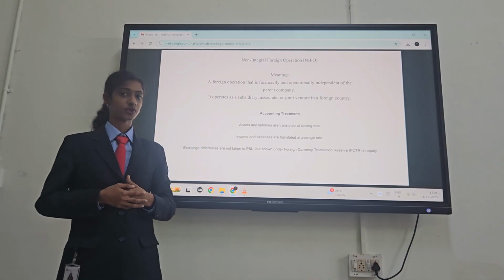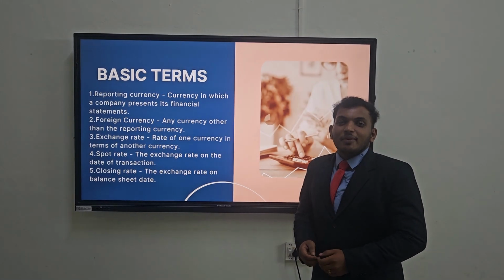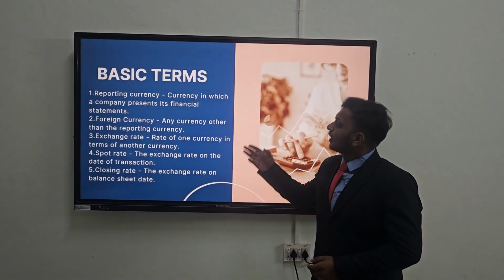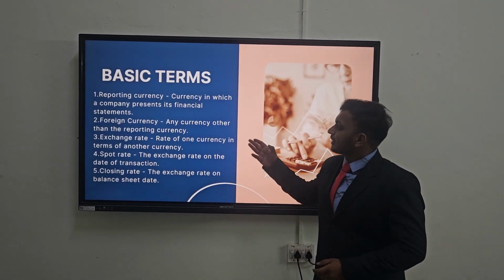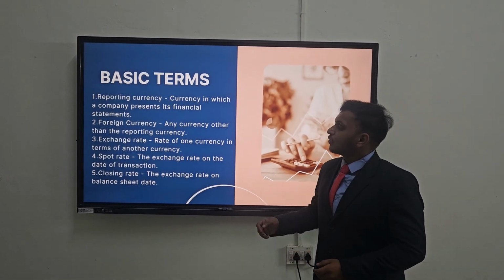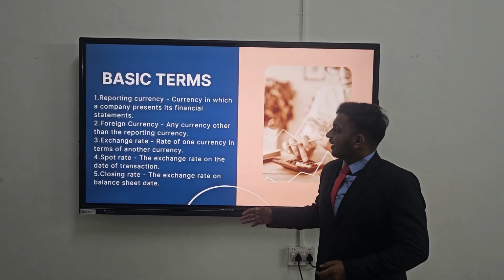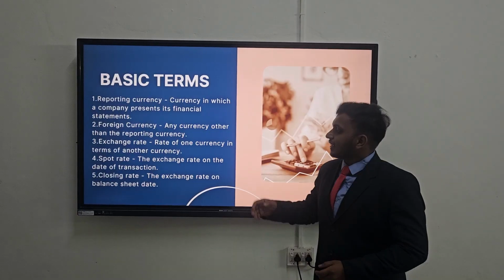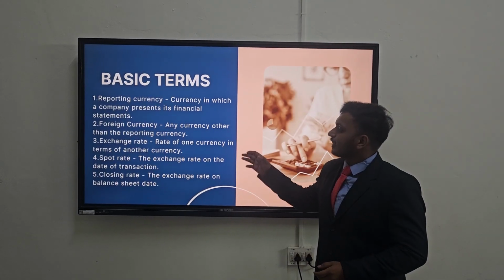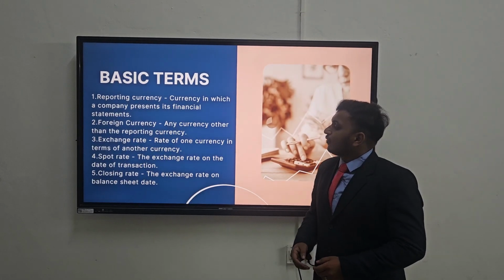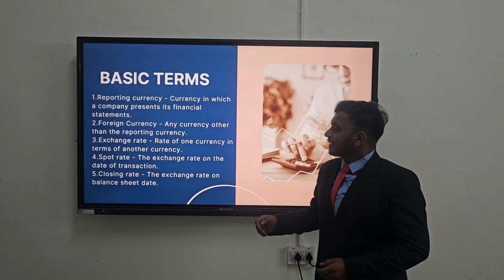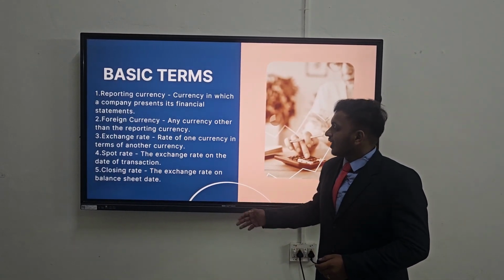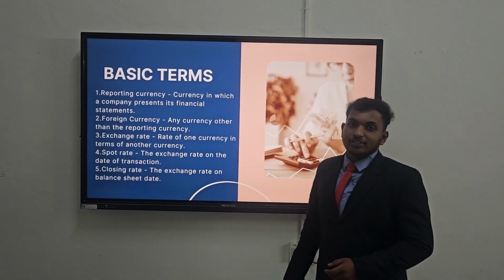in equity. Okay, I am dealing with the topic basic aims of AS-11. First one, reporting currency: the currency in which a company presents its financial statements. Second, foreign currency: any currency other than the reporting currency. Third, exchange rate: the rate of one currency in terms of another currency. Fourth, spot rate: the exchange rate on the date of transaction. Then last one, closing rate: the exchange rate on the balance sheet date.